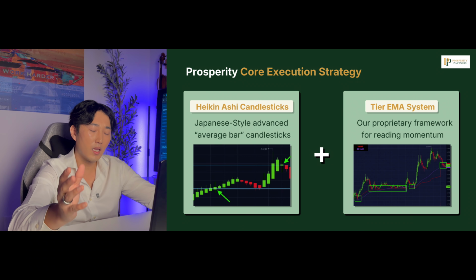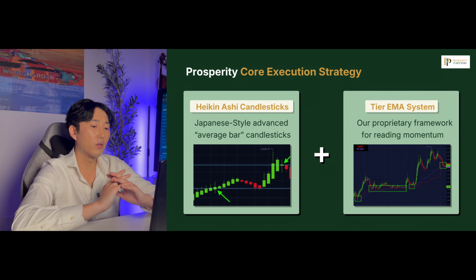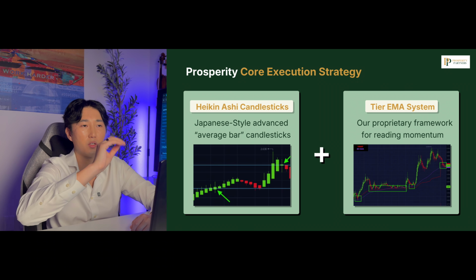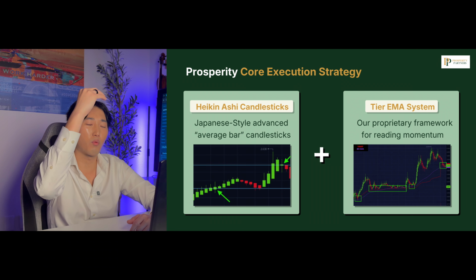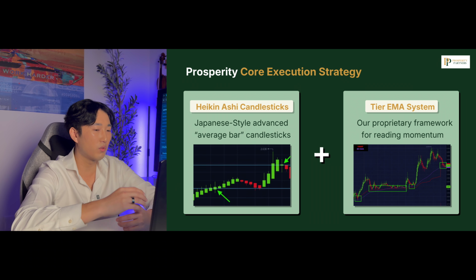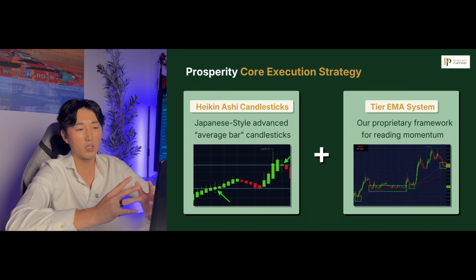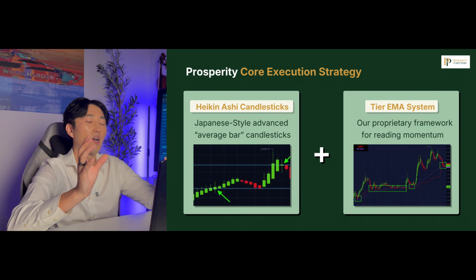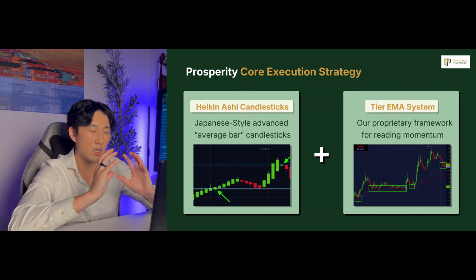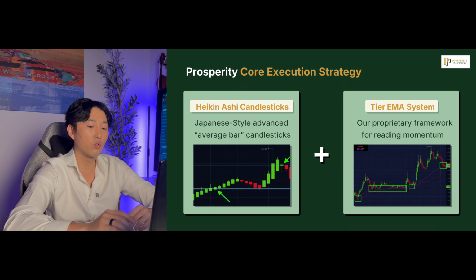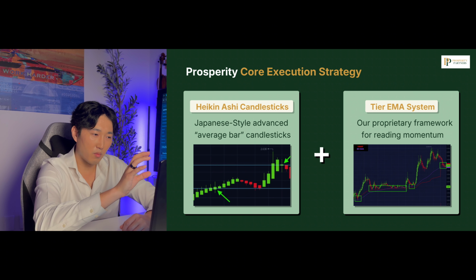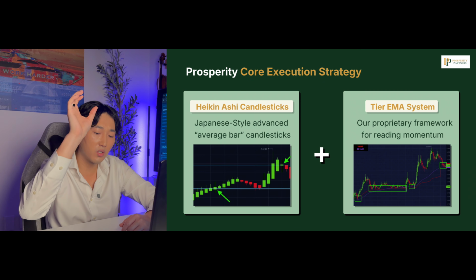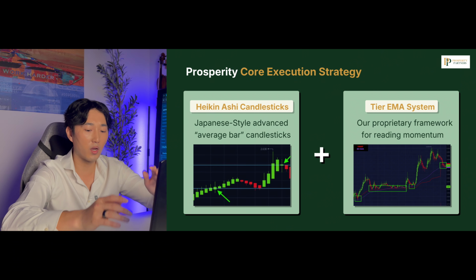Because at the end of the day, big institutions and hedge funds are programmed to buy when a certain amount of volume crosses, or where the support becomes and the stock price continues up. We teach clients how to do that in conjunction with my Built-Tier EMA system, which is our proprietary framework for reading momentum. In combination, these make up our core execution strategy: understanding where the most buyers are going to buy ahead of time, staying ahead of where the stocks are going to be selling the most, and exiting before the stock price falls.